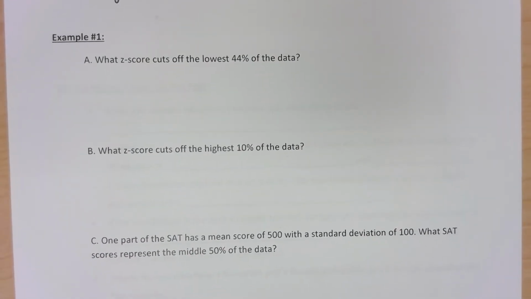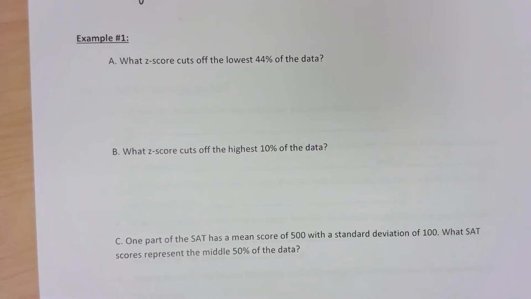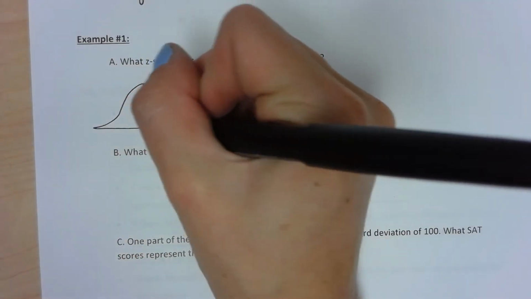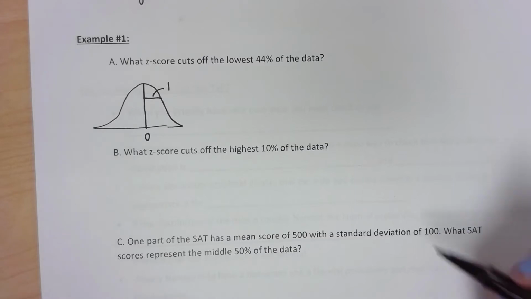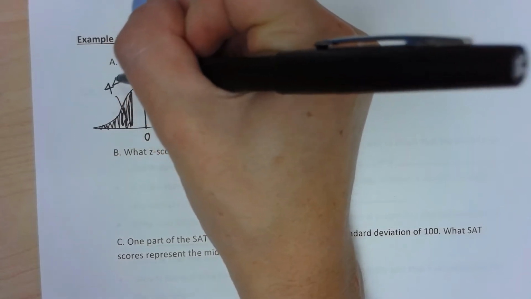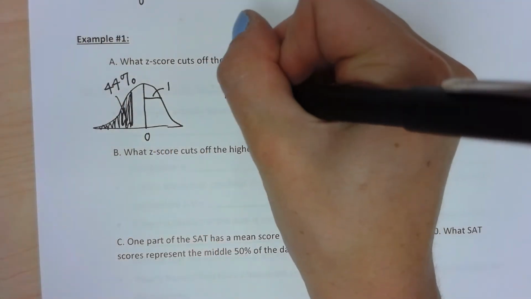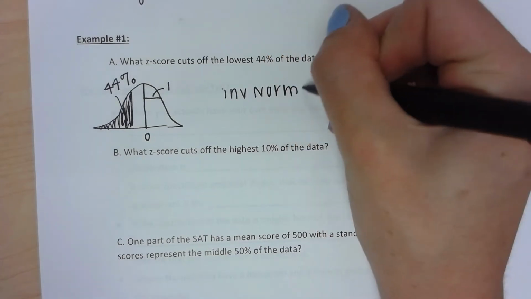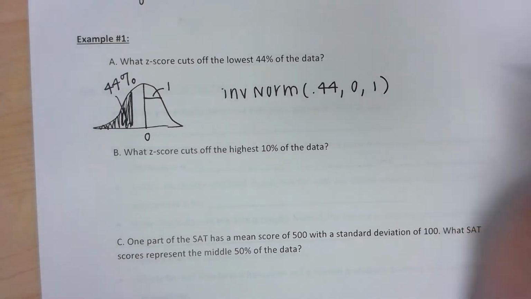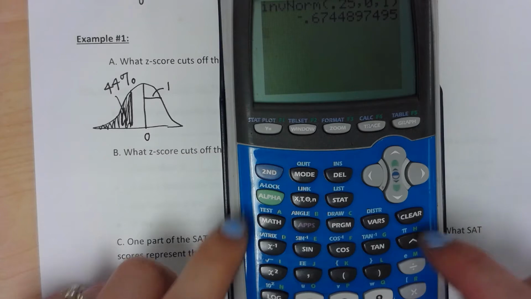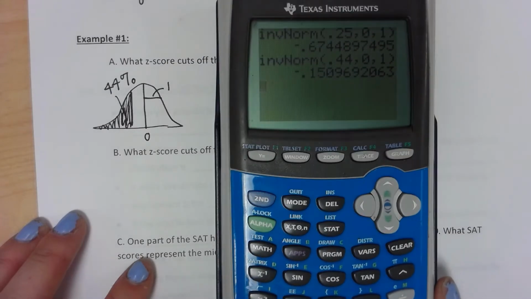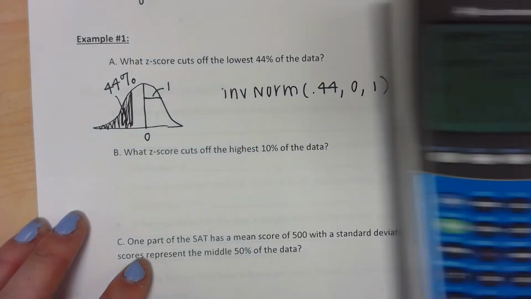So just a couple more examples here. What z-score cuts off the lowest 44% of the data? Again, we'll start with our picture. Mean of 0, standard deviation of 1. I'm looking for the lower 44%. So again, in my calculator, I'm going to type in inverse norm. The area this time is 0.44 with an average of 0 and standard deviation of 1. And we find this is a z-score of negative 0.15.